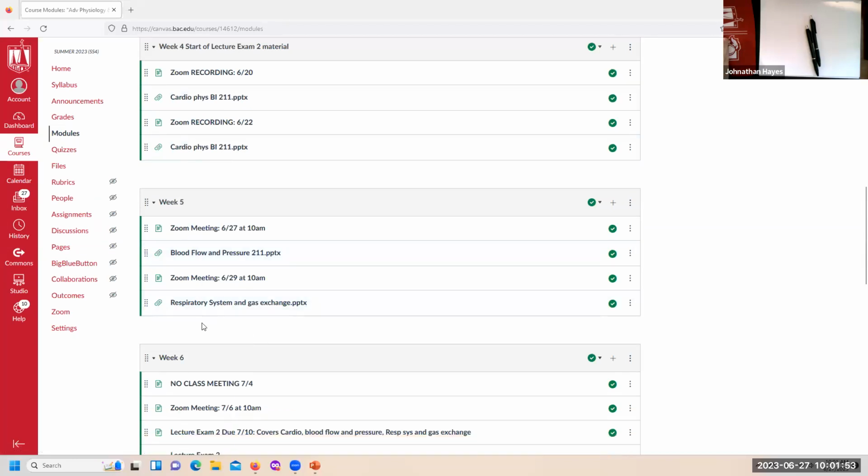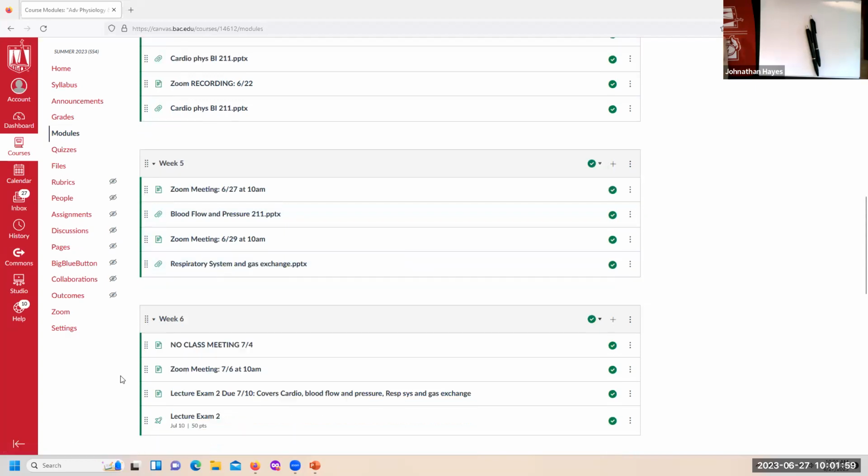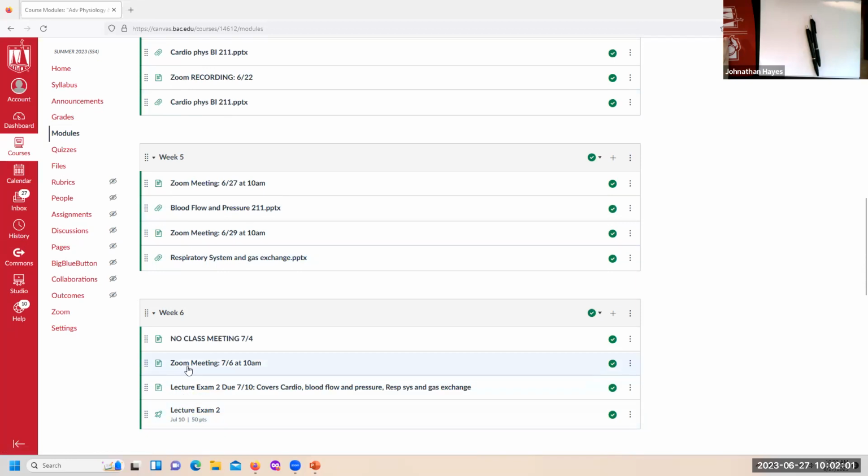This week, as a whole, we're going to be working on blood flow and pressure in just a little bit. Then we're going to do the respiratory system and gas exchange. Next week, we're not really covering any material. It's essentially just a review week. We don't have class on Tuesday, because that's where the 4th falls. On Thursday, we'll do our Zoom Q&A.